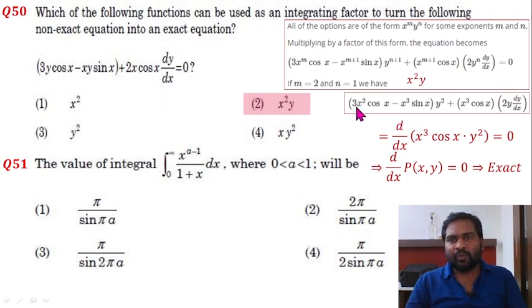So this turns out to be 3x square cos x minus x cube sin x y square plus x cube cos x 2y dy by dx equal to d/dx of x cube cos x into y square equal to 0. Now it is transformed into d/dx of (pxy) equal to 0, exact. When it is in this particular form, then it is an exact differential, and then option 2 is correct here, x square y. Question 51.